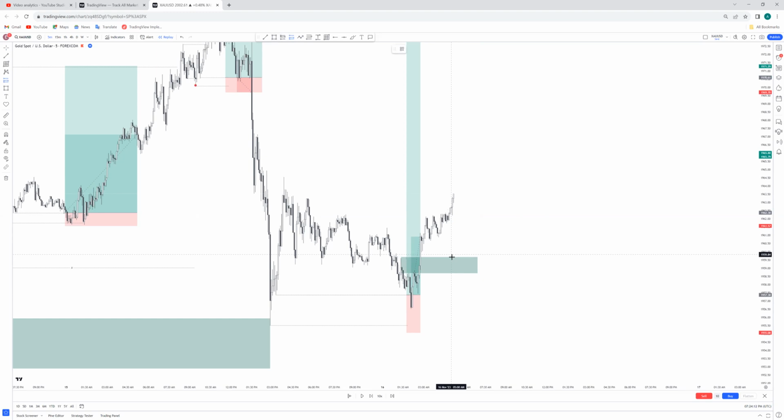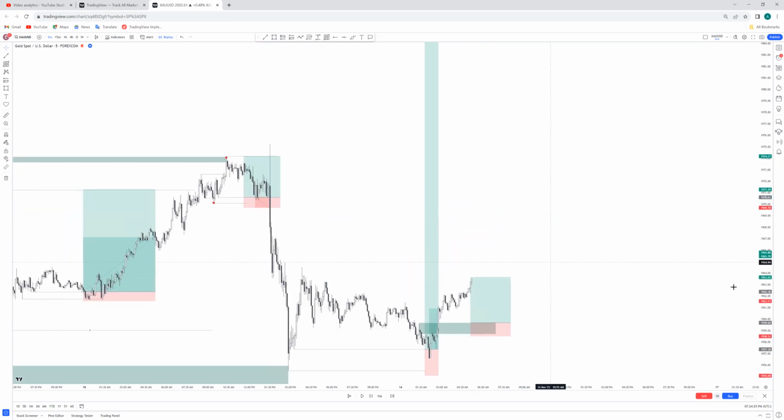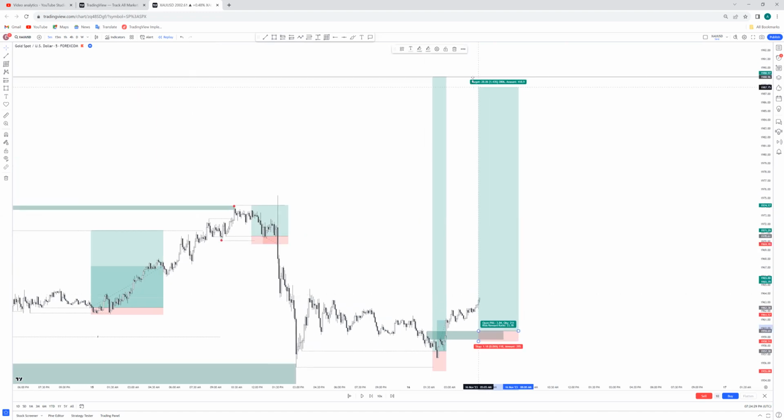So I have zones over here and I have liquidity. So price should at least try to retrace back to here. We are using Zoom, so we don't have much time. So I need to rush this.